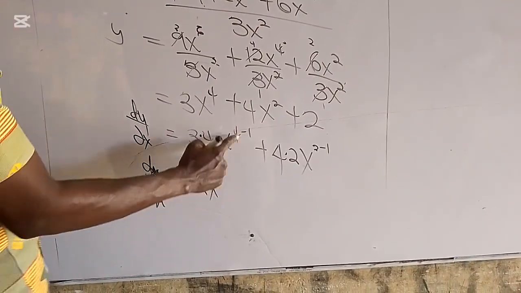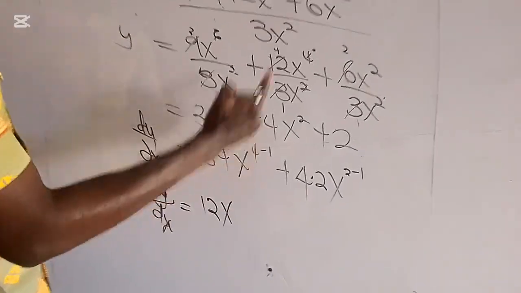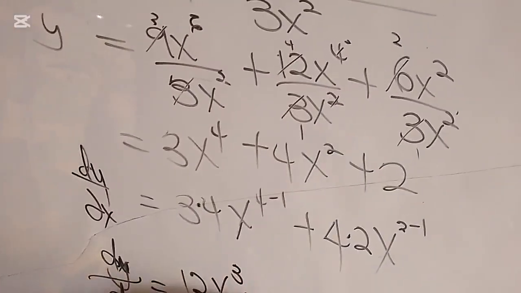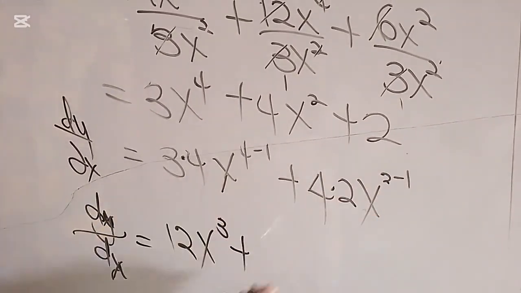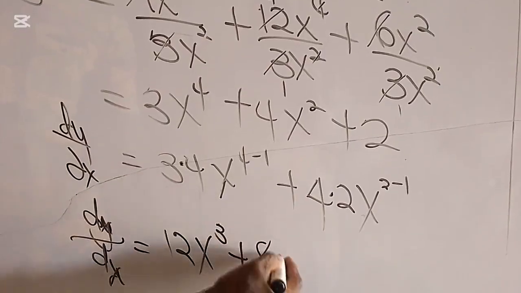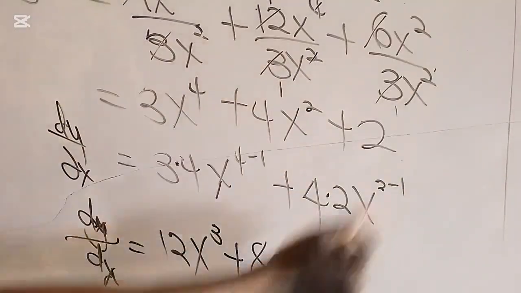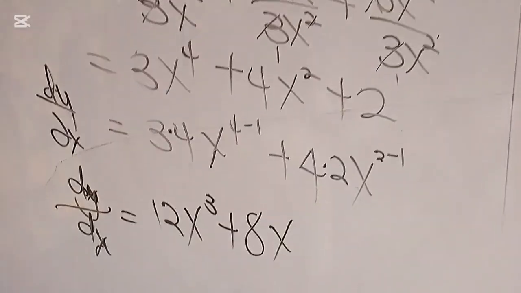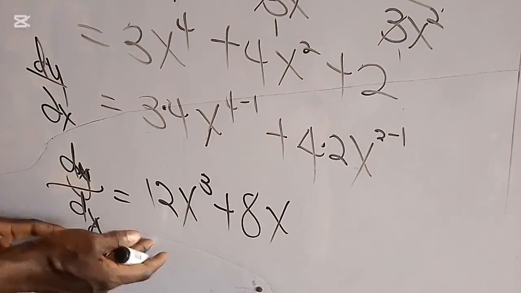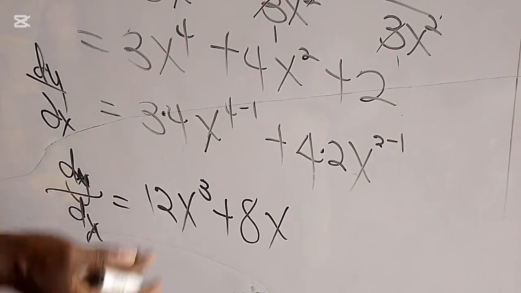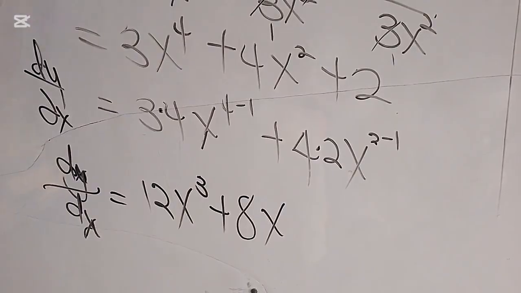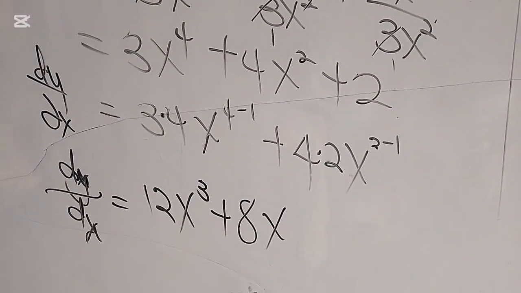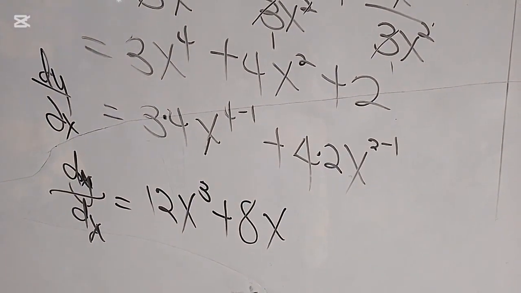X exponents, subtract 1 from 4, you have 3. Plus 4 multiplied by 2, you have 8. X, subtract 1 from 2, you have 1, which we don't normally write. So this is the answer to the question. This is the answer to the 9x exponent 6 question. Now let's look at the final question.